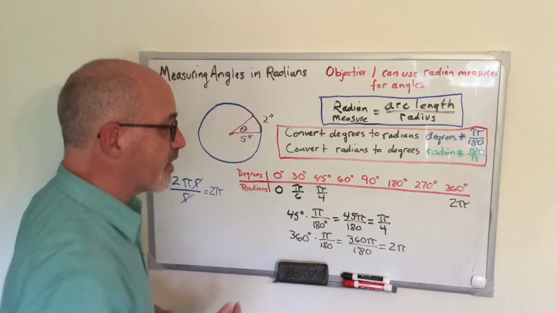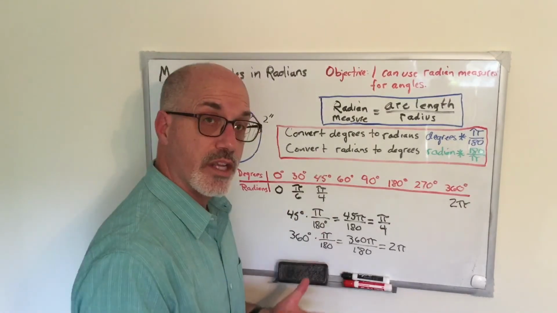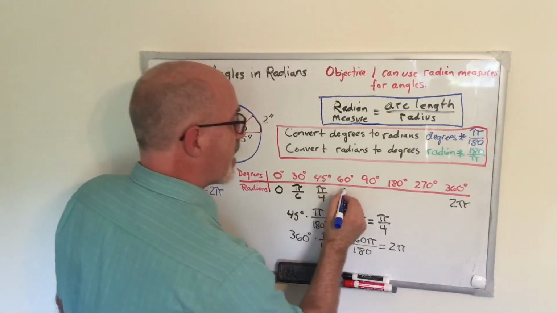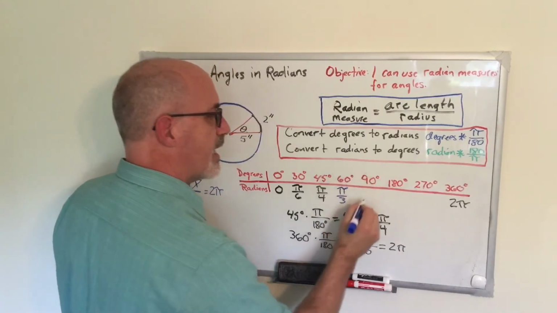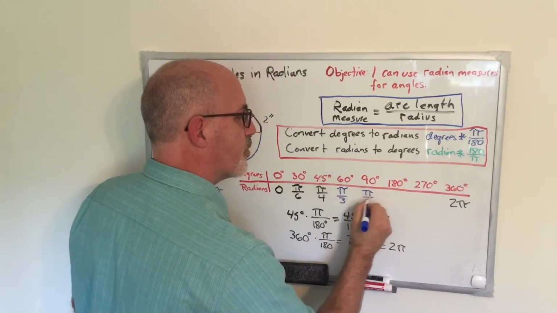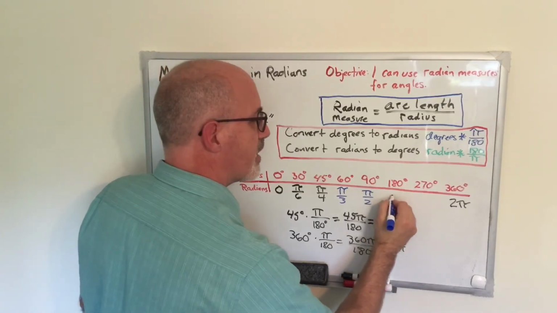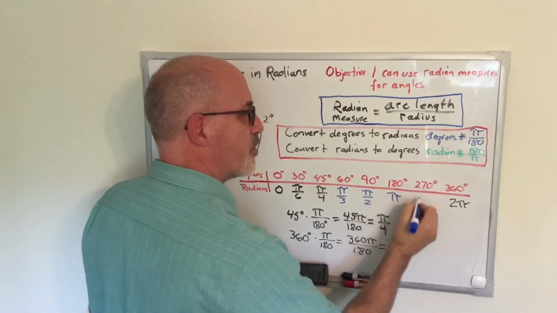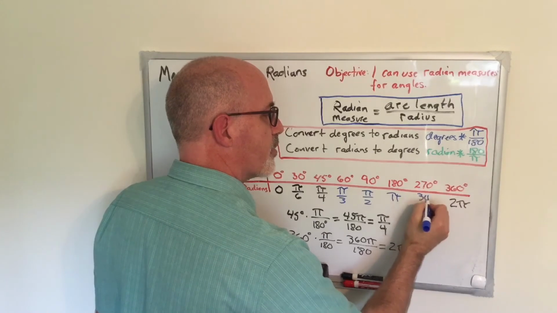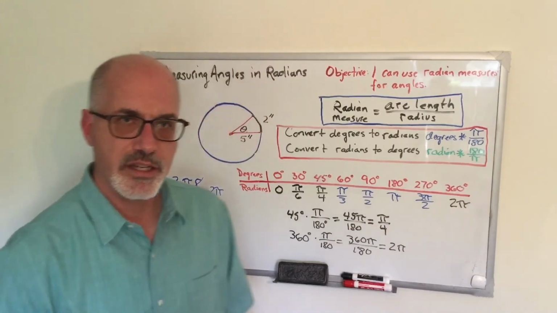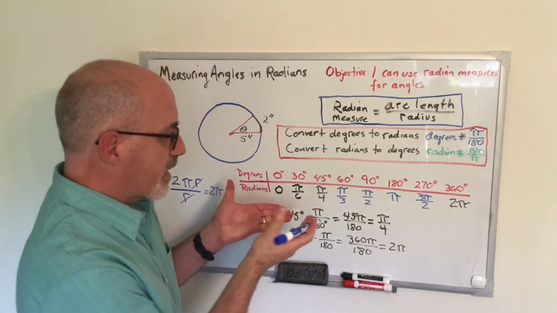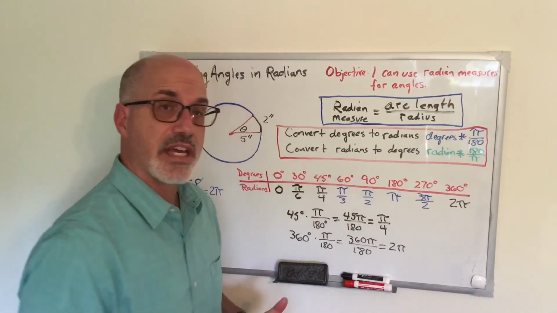So just filling in the rest of this chart, and these are ones you want to use and get very familiar with. 60 degrees is pi over 3 when we convert it. 90 degrees is pi over 2. 180 degrees is just pi. 270 is 3 pi over 2. And 2 pi is 360 degrees. So we want to become very familiar with that chart.